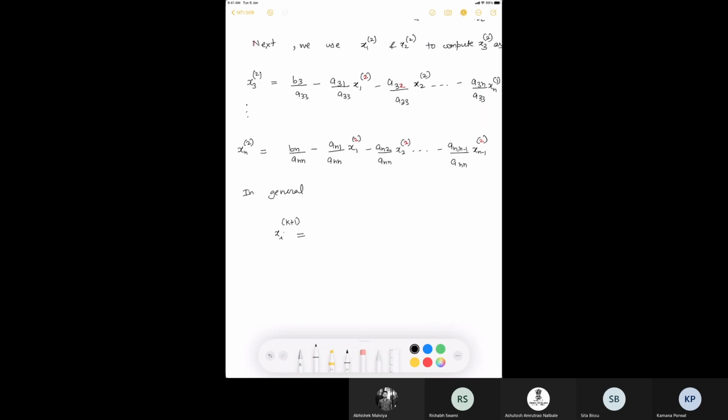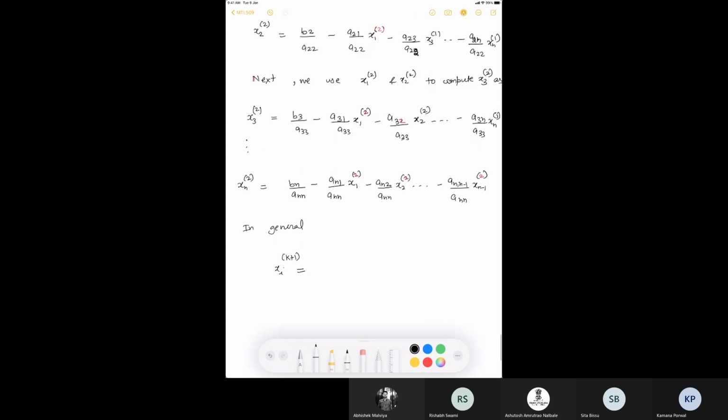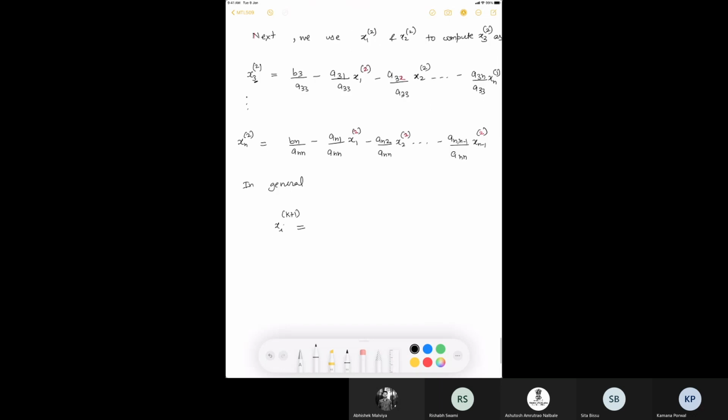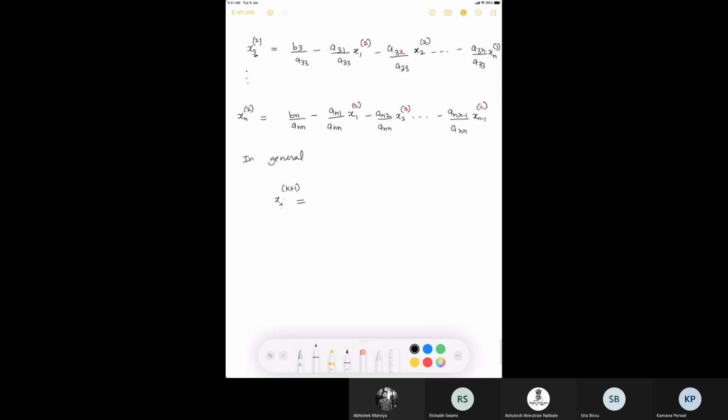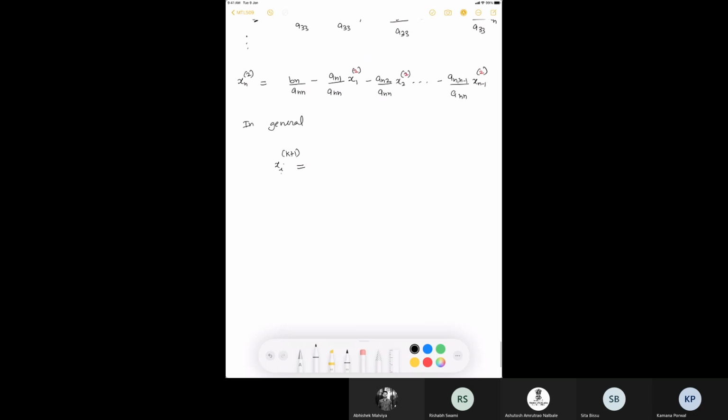Suppose I'm computing x3, right? To compute x3, I use x1 and x2 from the current iterate itself, and all the variables after x3, that is x4 up to xn, will come from the previous iterate. So if I want to compute xi, the ith component of the k plus 1th iterate, I have already computed up to xi minus 1. So x1 to xi minus 1 I will use from the current iterate, and all the rest will come from the previous iterate.